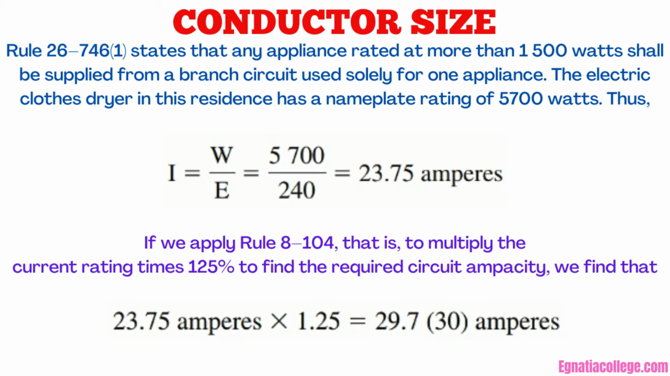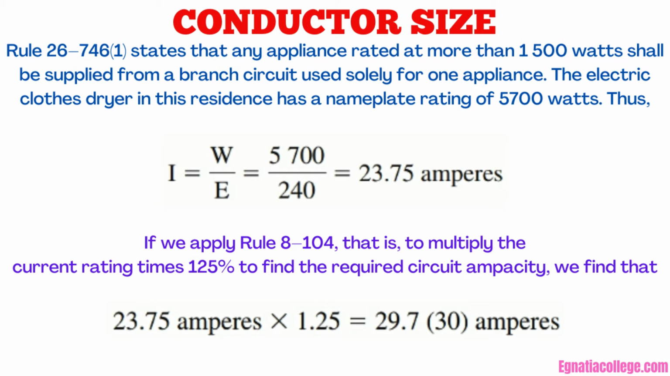Conductor size. Rule 26-746-1 states that any appliance rated at more than 1,500 watts shall be supplied from a branch circuit used solely for one appliance. The electric clothes dryer in this residence has a nameplate rating of 5,700 watts. Thus, I is equal to W divided by E.